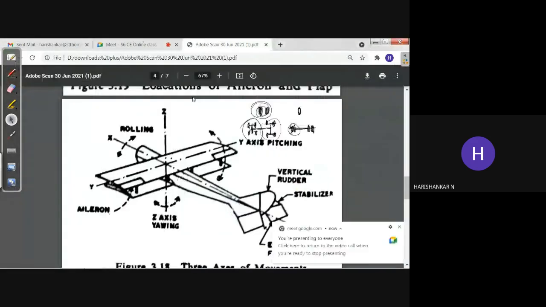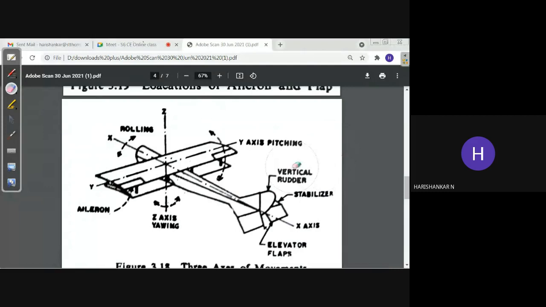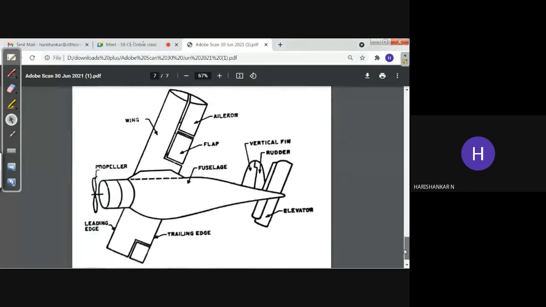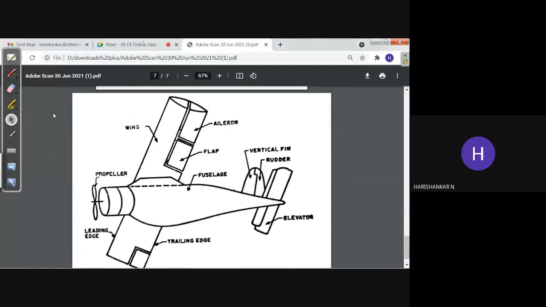Now going to other parts, here you can see the main body of the plane, which is known as the fuselage. The fuselage consists of the main body, inside which all the passengers are accommodated. That is not marked here. You can see some other figures if you look. Here you can see it is a fuselage. Fuselage means it's the main body.